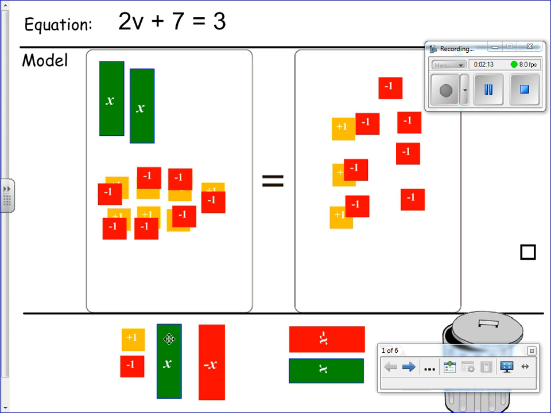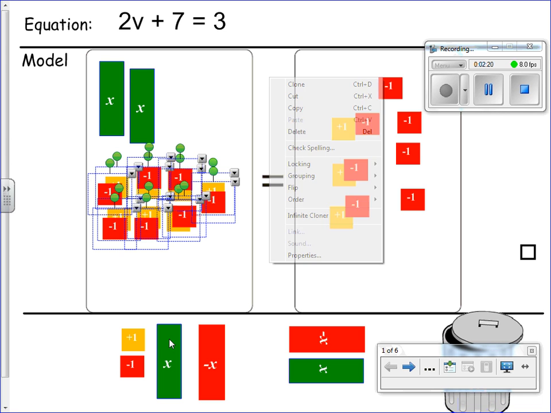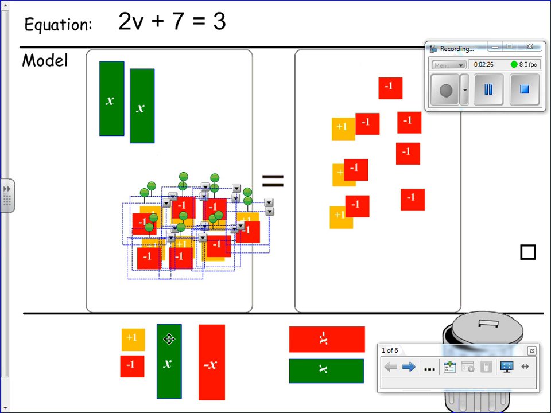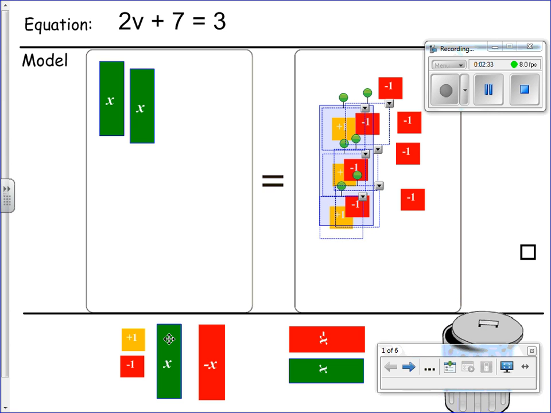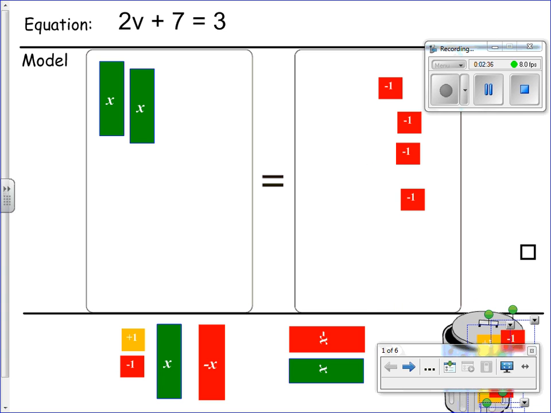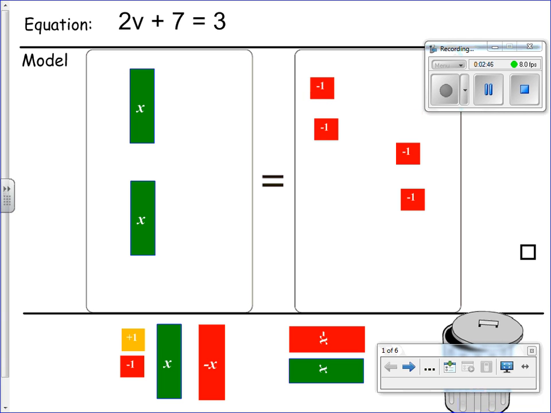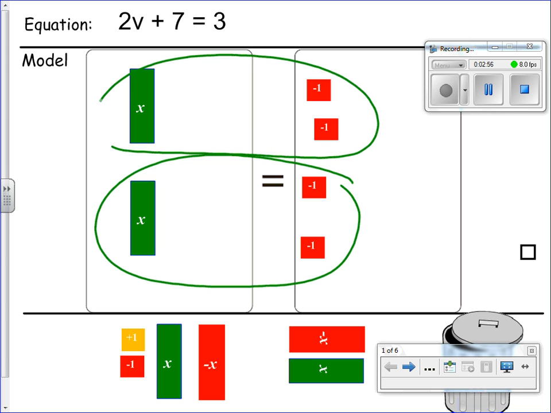All right, now I have zero pairs that I can get rid of. So here I have this whole set of zero pairs. You could probably just draw a circle around them and indicate that they go away. And then I have this set of zero pairs here. We'll make those go away. Now I have 2 x's or 2 v's that equal -4. Now remember, what we're essentially doing is grouping it to designate that 1x or 1v equals -2.